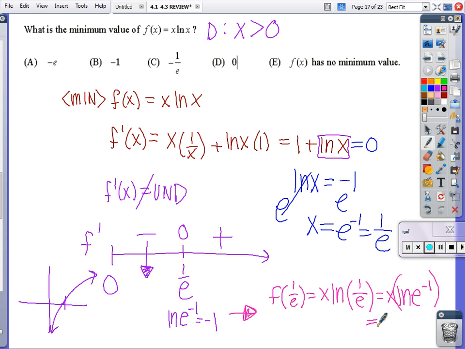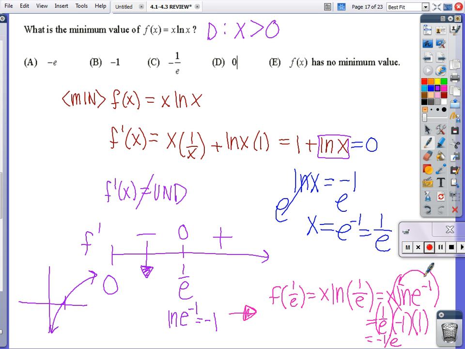And the reason I want to do that is, number one, I forgot to put in 1 over e for the x value, so I'll put that in. And then the ln of e, I'm going to bring down the negative 1. And then the ln of e simplifies to positive 1. So the value is negative 1 over e.